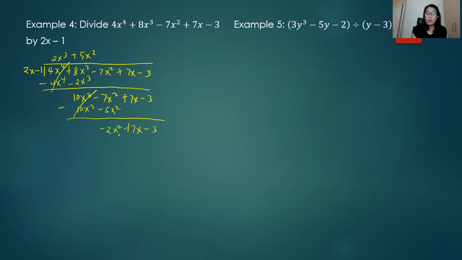So we'll divide negative 2x squared by 2x. So we have negative 2x here. And then multiply negative 2x by 2x. So we have negative 2x squared. Negative 2x times negative 1. So we have 2x here. And then perform subtraction. So we have 5x here. And then bring down negative 3. So we'll divide 5x by 2x.